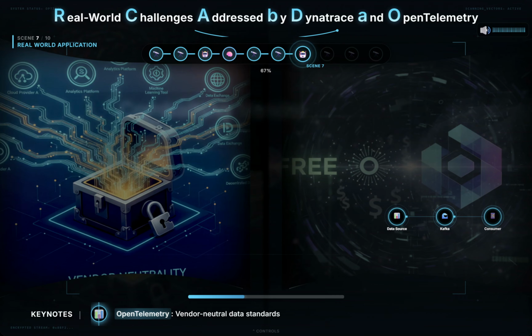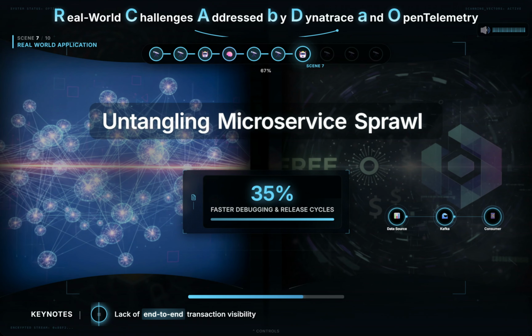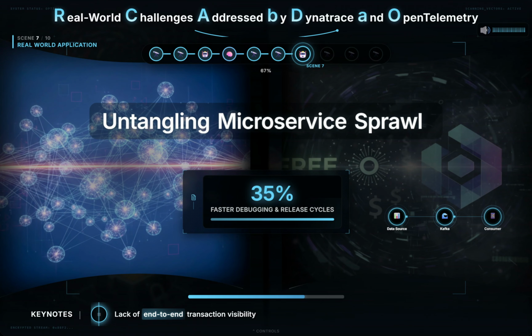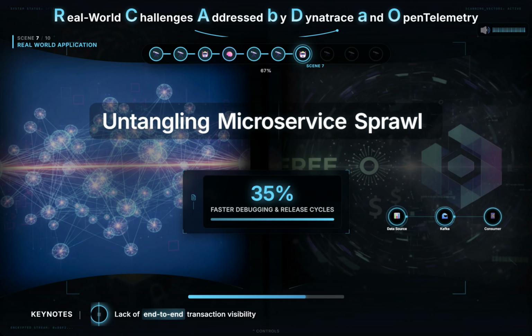The lack of end-to-end transaction visibility can turn a simple bug hunt into a multi-day ordeal, severely impacting developer productivity and release cycles. Dynatrace's PurePath and Service Flow automatically trace every transaction, providing deep code-level insights and visual service maps, instantly highlighting performance bottlenecks or errors along the entire path.